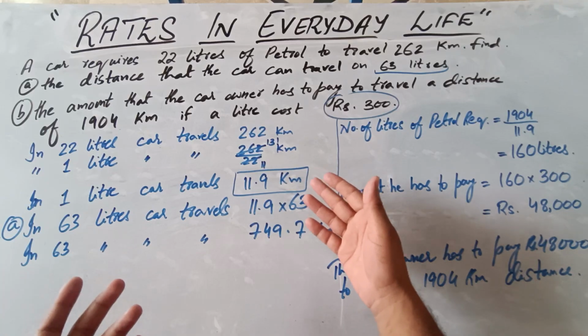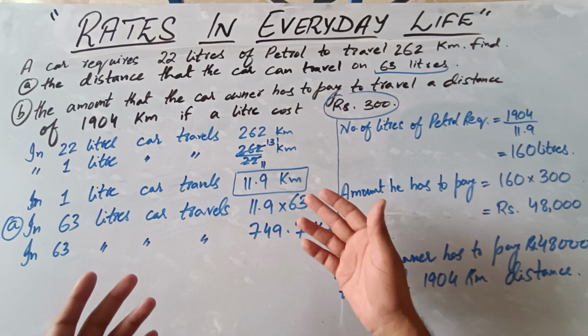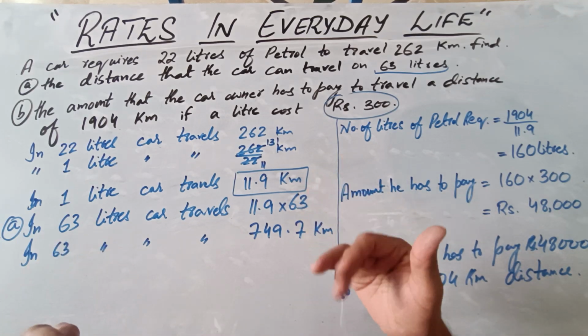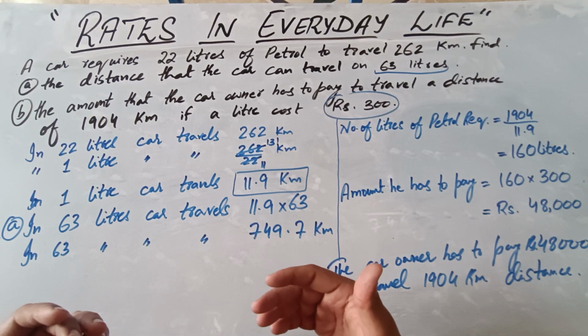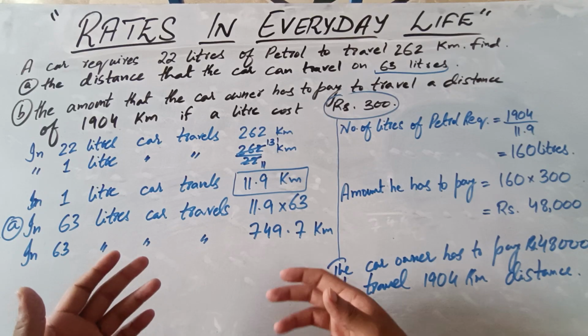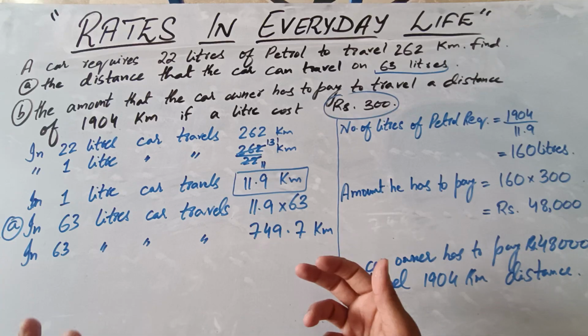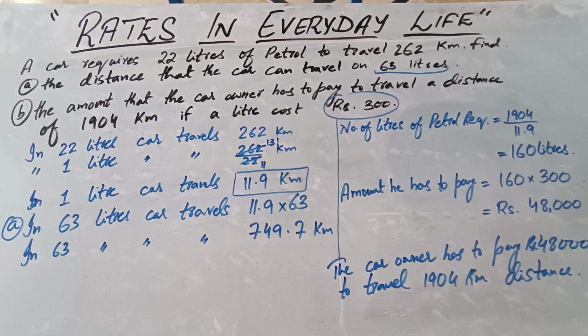Then if you know the average of the car, that in 1 liter how many kilometers my car is giving, then you can find it for any number of liters of petrol, and you can find out the amount I have to pay to travel, for example, Karachi to Lahore, Karachi to Islamabad, or somewhere else.